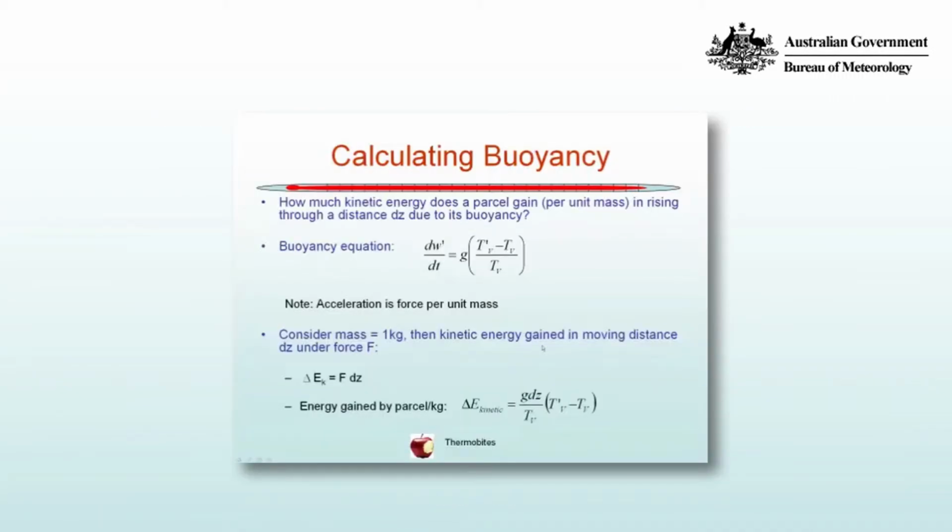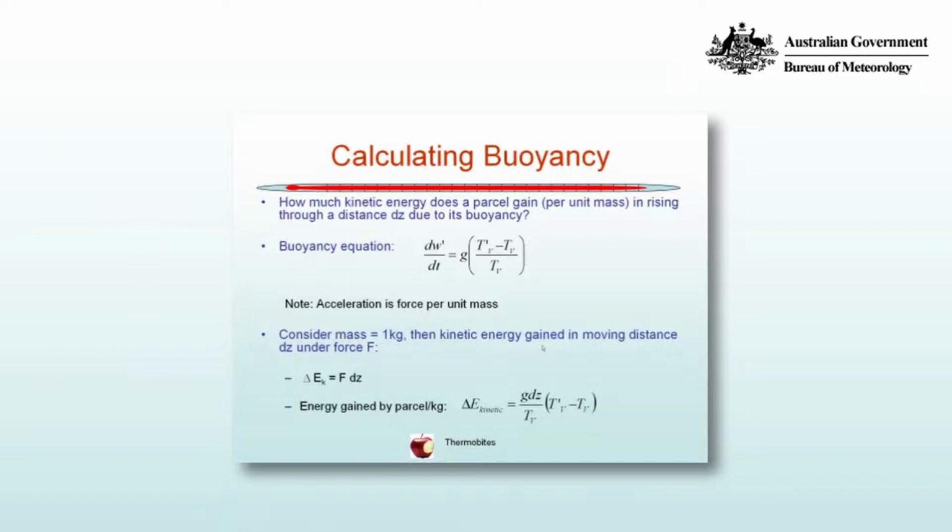When forecasting convective weather, we're particularly interested in the ability to calculate buoyancy. In particular, we want to calculate the convective available potential energy, the energy that's available for convection. We start by asking how much kinetic energy a parcel gains per unit mass in rising through a distance dz due to its buoyancy.